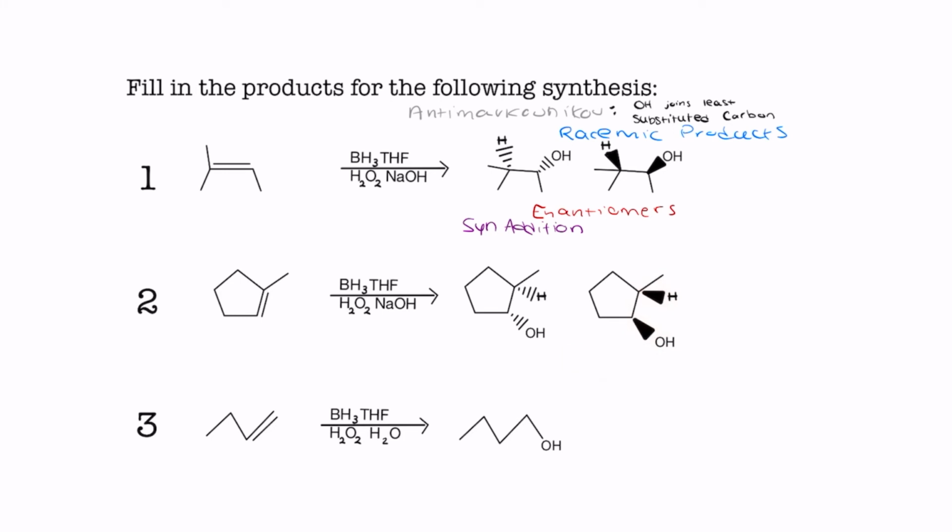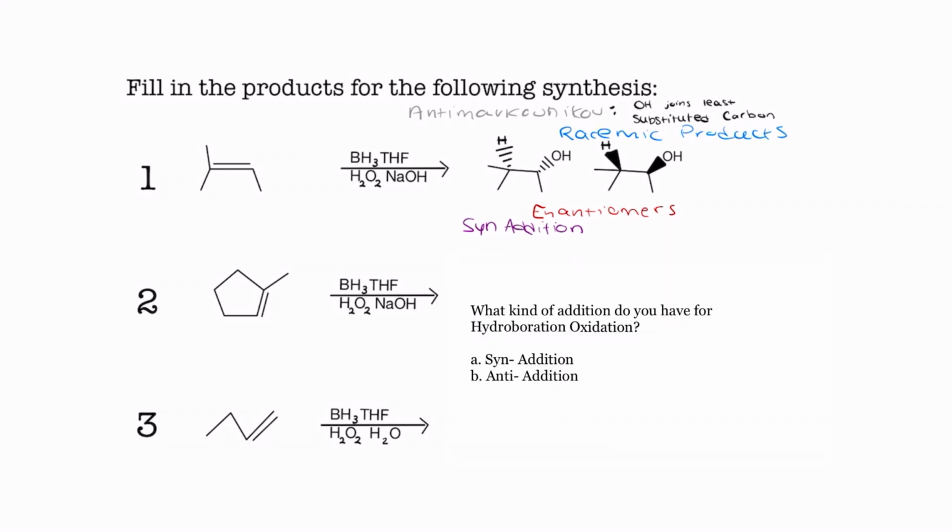If for whatever reason you had a reaction where the alcohol added in one direction and the hydrogen added in another direction, we would have called that anti-addition. And you're going to see reactions like that. So if you get a multiple choice question that asks you by what addition does hydroboration oxidation proceed, you would say that it proceeds by syn-addition.